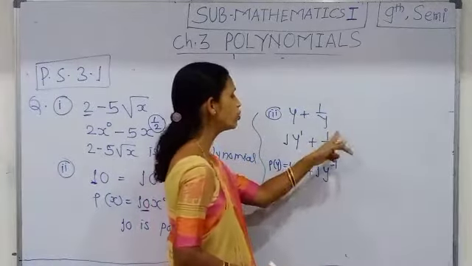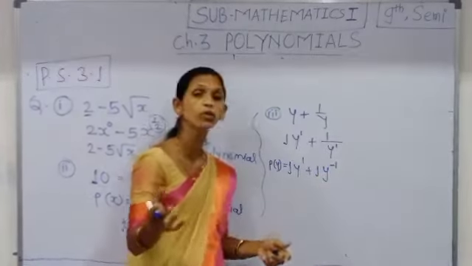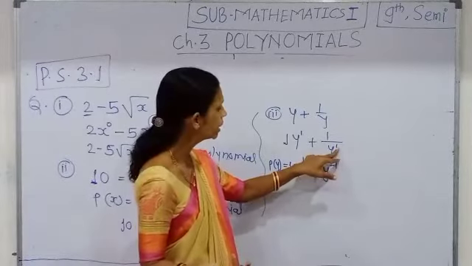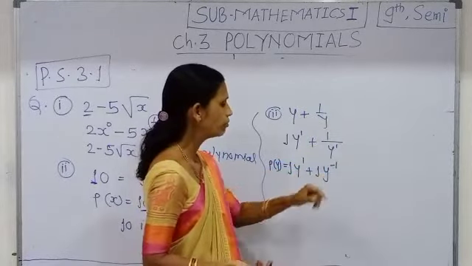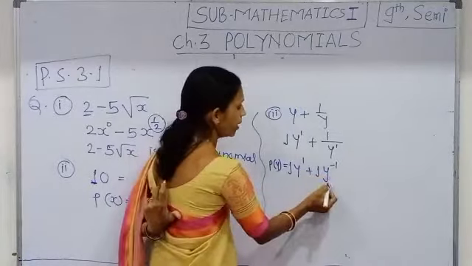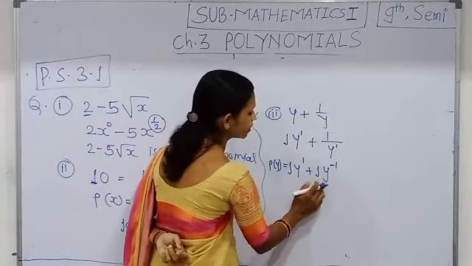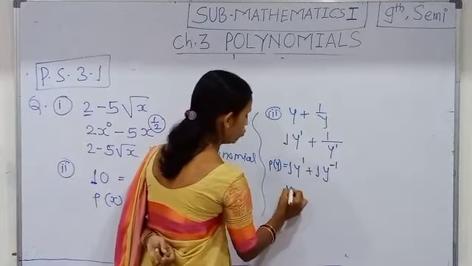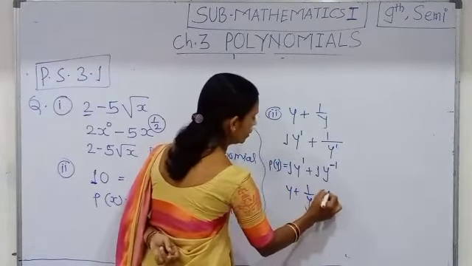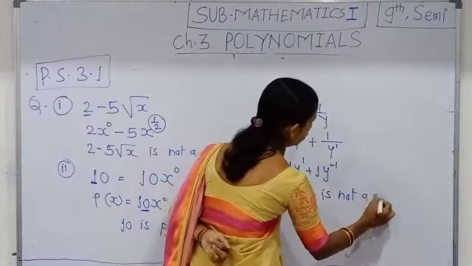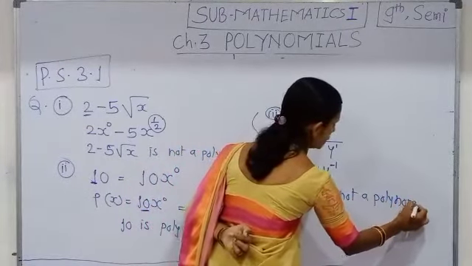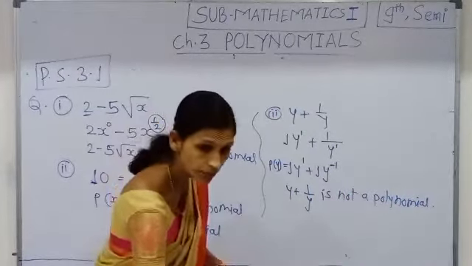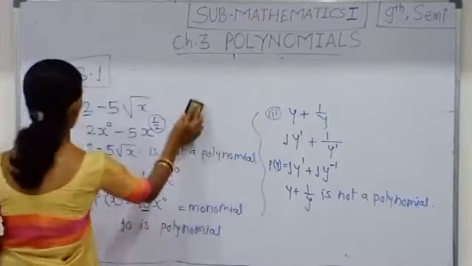When that y is taken in the numerator, according to the rule of indices, that plus 1 index or degree is converted into minus 1. And here the degree of that second term is minus 1. Therefore here y plus 1 upon y is not a polynomial. It is not a polynomial. That is about the examples from question number 1.